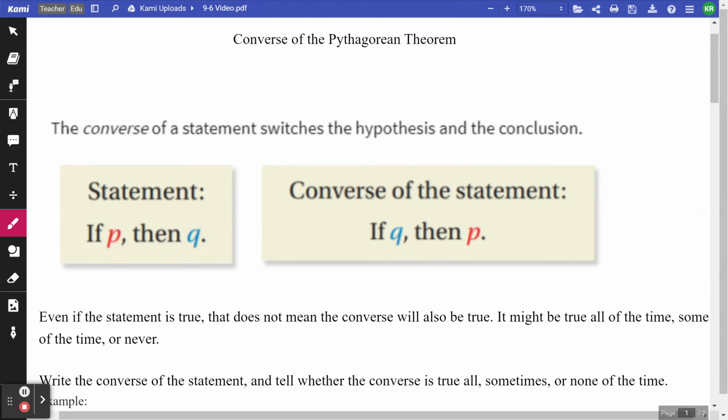The converse of a statement switches the hypothesis and the conclusion. So basically, you have a statement: if P, then Q. The converse of that statement switches those and says, if Q, then P. So the idea here is, even if the statement is true, that doesn't mean that the converse will also be true. It might be true all of the time, some of the time, or never.